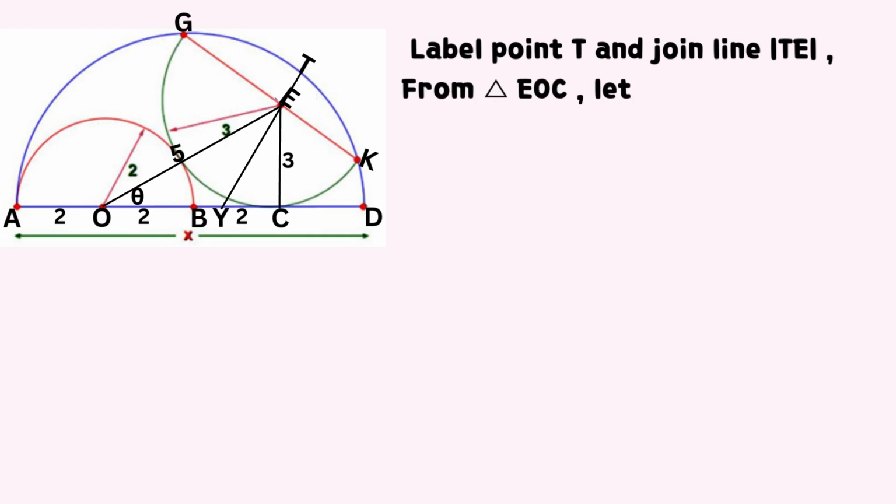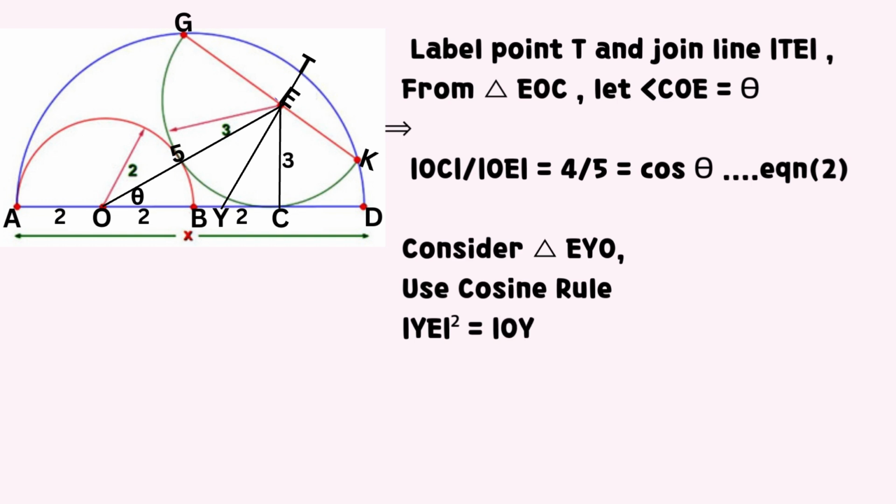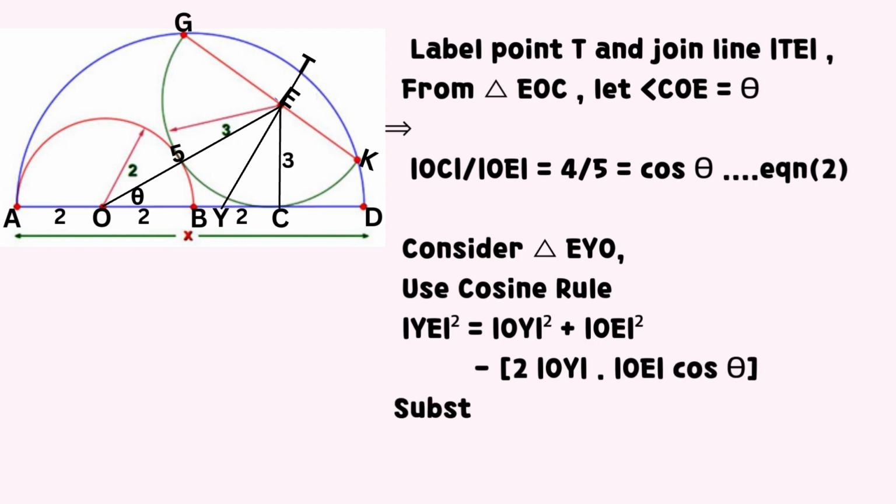Label point T and join line TE. From triangle EOC, let angle COE equal theta. It implies that line OC divided by line OE equals 4 divided by 5, which equals cosine theta. We call it equation 2.